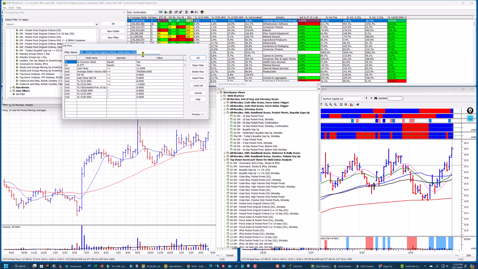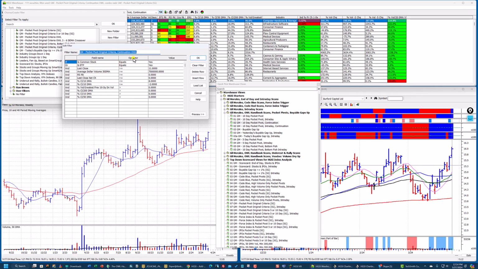The way I'm looking at it, it may be a little different than what Gil looks for, but he's such a visual person. He can just look at these charts. He's been doing it for so long that he doesn't really even need to scan a lot. He just flips through a bunch of charts. But for those who do not have that ability and want to know when a pocket pivot's going off, this is a good way to do it.